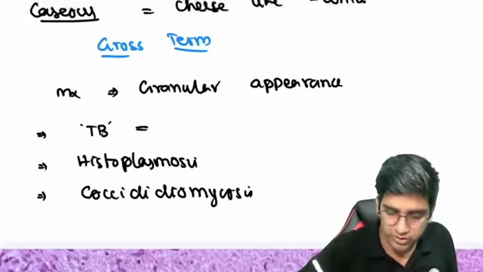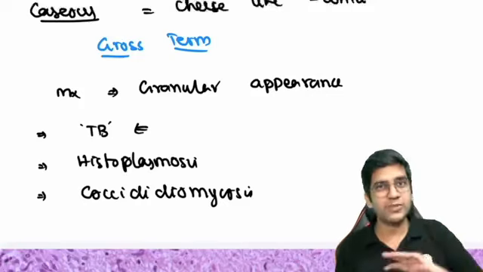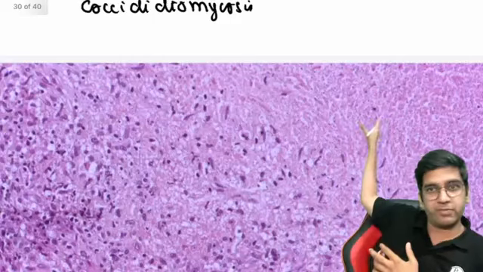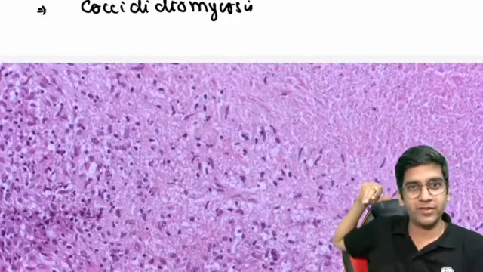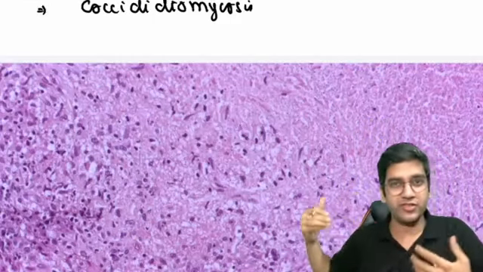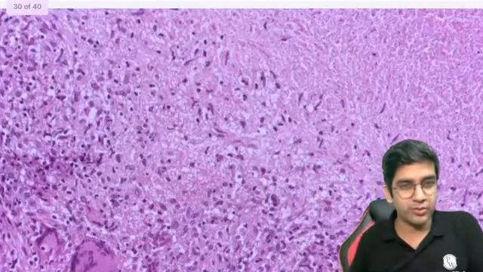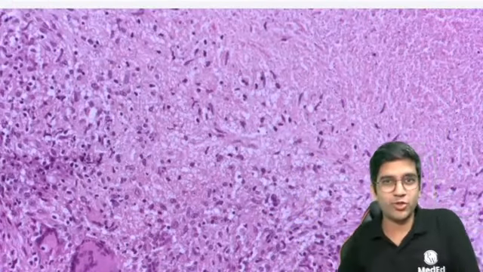First and foremost thing, TB. Unless proven otherwise, TB, that's all. It's actually caseous necrosis. This part, it's a bit granular. I'm not sure if you're able to appreciate the difference. It's the reason why I'll come to it, Manoj. I was just about to come to it. Why granular, right? Good question.